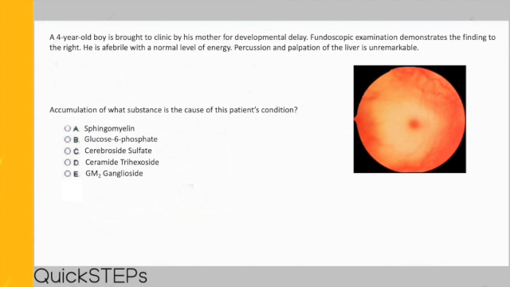So we already discussed we're between A and E, because that is Niemann-Pick and Tay-Sachs disease respectively. And I told you that the differentiation is based on hepatomegaly. So the last sentence says percussion and palpation of the liver is unremarkable. In other words, there's no hepatomegaly. So in this case, it's going to be E, GM2 ganglioside, because this patient has Tay-Sachs.